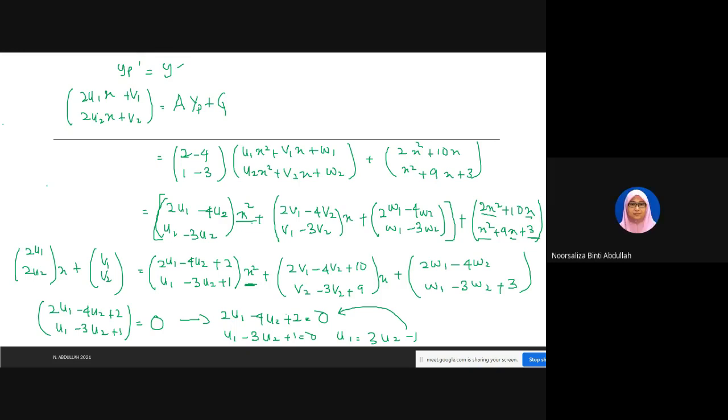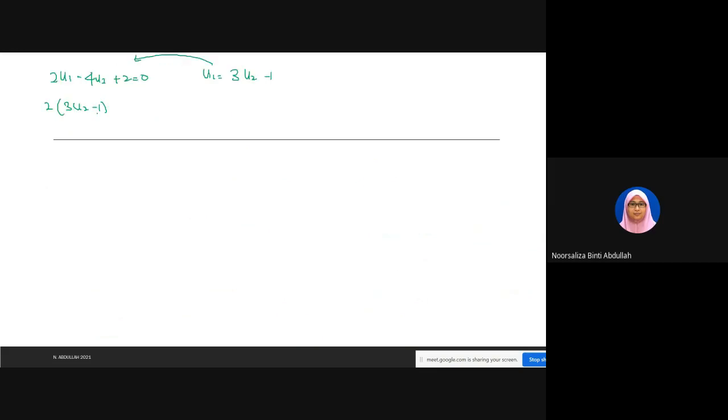Okay, so you have 2 u1, so u1 is 3u2 minus 1, and then minus 4u2 plus 2 equals to 0. You expand this one, then you get 6u2 minus 2 minus 4u2 plus 2 equals to 0. So 6u2 minus 4u2, you have 2u2, minus 2 plus 2 is 0, equals to 0. So u2 equals to 0. You substitute it here, so you get u1 equals to minus 1.